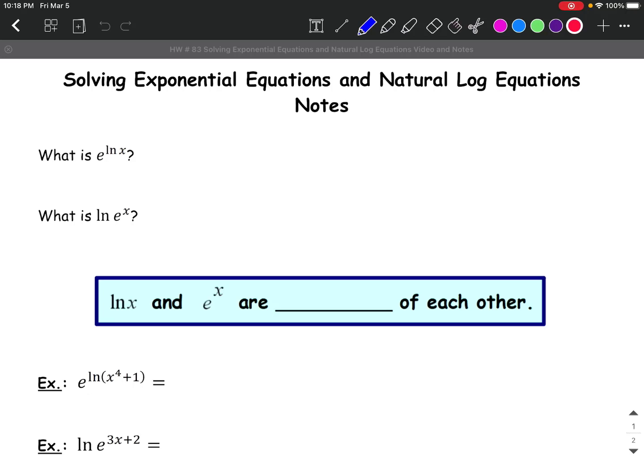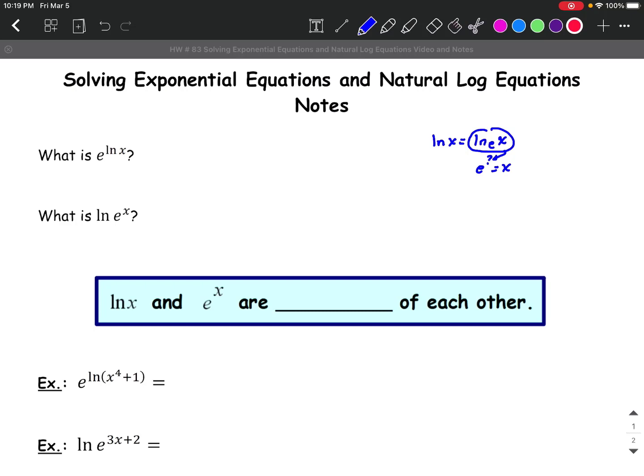Hi guys. So today we're going to look at solving exponential equations and natural log equations. Now before we get started, I want to think about first, what is e raised to the natural log of x? Now if you remember, the natural log of x is a log base e of x. So it's asking e to what exponent is x. So what we're saying here is this is the exponent on e that is x.